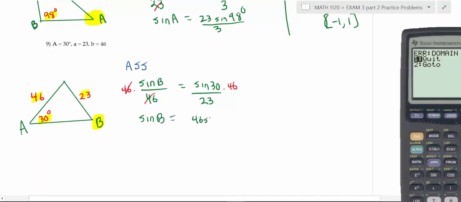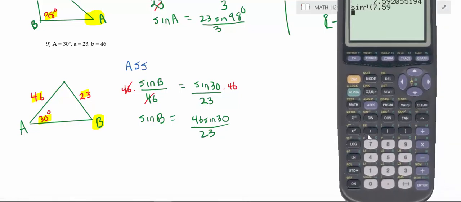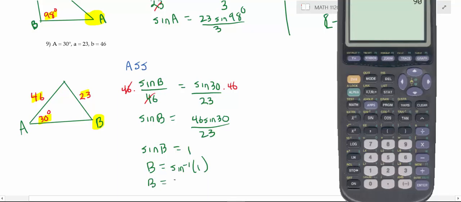All right, so I'm going to do 46 sine 30 over 23. And then this statement will tell us if we have a solution or not. So 46 sine 30 divided by 23 is going to give 1. So that means that we are going to have a solution on this problem. Okay, so what we do is we can go inverse sine of 1, and that really goes to the unit circle anyway. I'm going to go inverse sine of 1, which will give me 90 degrees. So that's one angle. So B is equal to inverse sine of 1. Like we said, B is equal to 90 degrees.